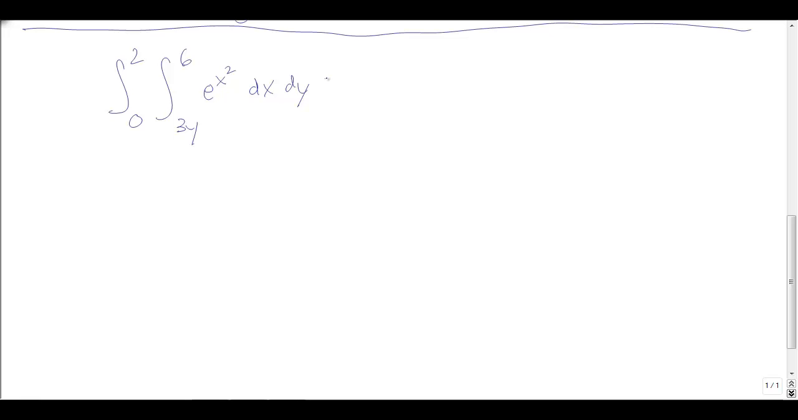To do that, I'm going to do an integral from 0 to 2, and then an integral from 3y to 6. I'm going to replace e to the x squared with its power series. So I need to remember this, or learn it, perhaps. The power series for e to the x is the summation n equals 0 to infinity of x to the n over n factorial. There's some statement of convergence: this will converge for every single x.